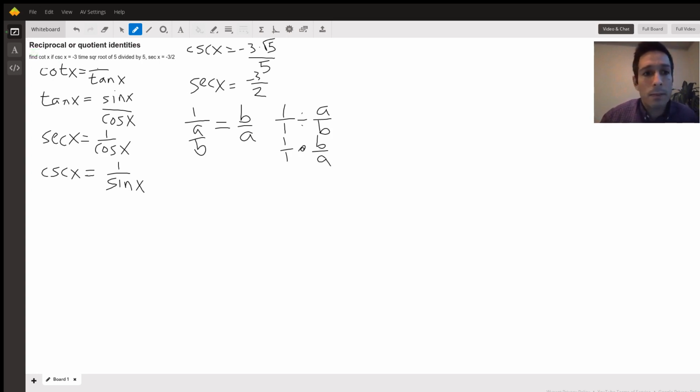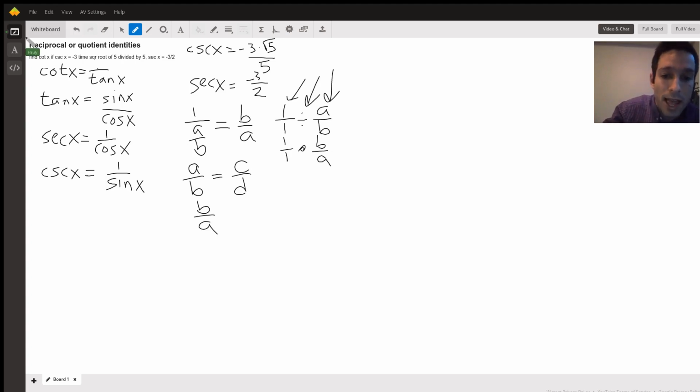That's multiplying by the reciprocal. And back from your baby math, your teacher might have said, keep, change, flip. You keep the first fraction, the one on top, change the division sign to multiplication, and then flip the second fraction. That's what we're going to be doing a lot of today. Another one is if you have a over b equals c over d, you can flip both as long as you're consistent. That's the same thing as saying b over a equals d over c.